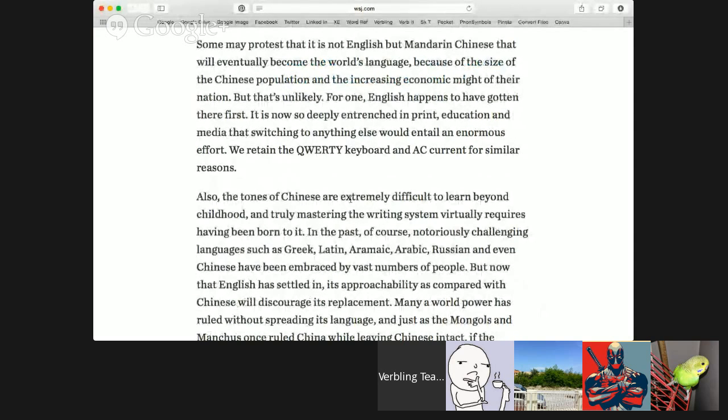So, Ali, your turn. Some may protest that it's not English but Mandarin Chinese that will eventually become the world's language because of the size of the Chinese population and the increasing economic might of their nation. But that's unlikely. For one, English happens to have gotten there first. It's now so deeply entrenched in print, education, and media that switching to anything else would entail an enormous effort. We retain the QWERTY keyboard and AC current for similar reasons.